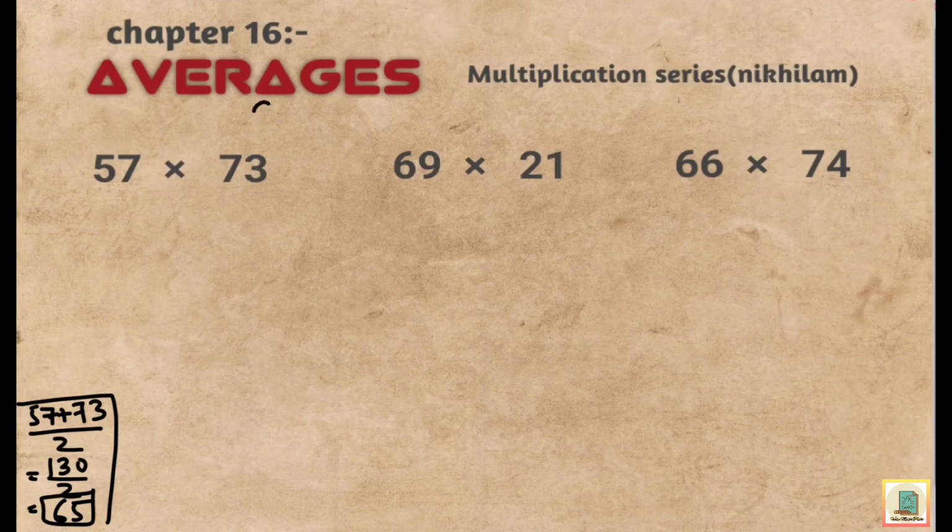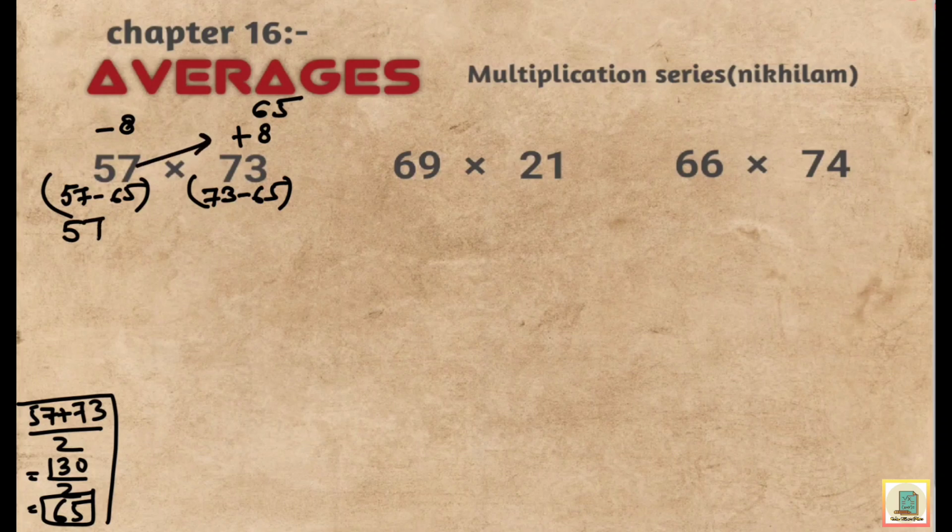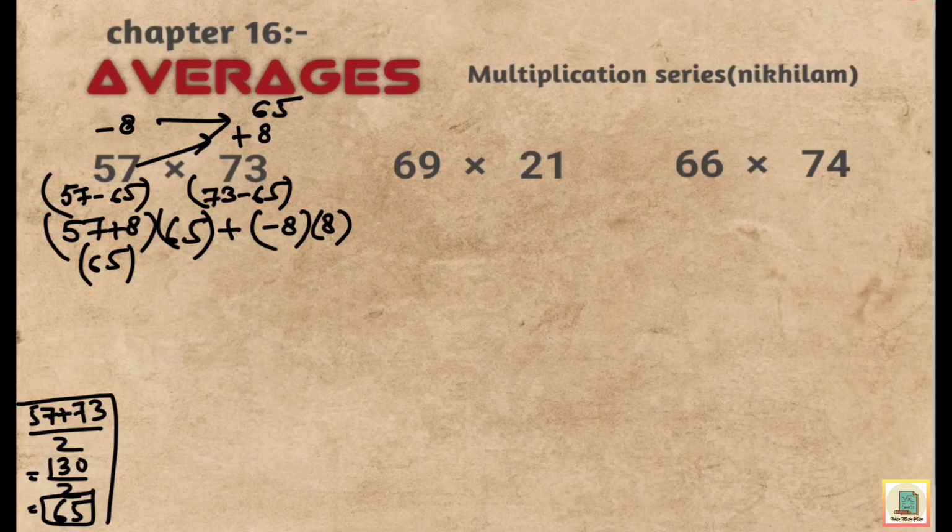So here we'll consider the base as 65. Now let's find out the deviations. 57 minus 65 gives you minus 8 as deviation, and 73 minus 65 gives you plus 8 as deviation. Now let's start. First number plus the second deviation, which will be 57 plus 8, multiply by the base, which is 65, plus multiply the deviations, which will be minus 8 multiplied by plus 8. Now 57 plus 8 gives you 65, multiply by 65, and 8 multiplied by 8 gives you 64, and plus times minus is minus.